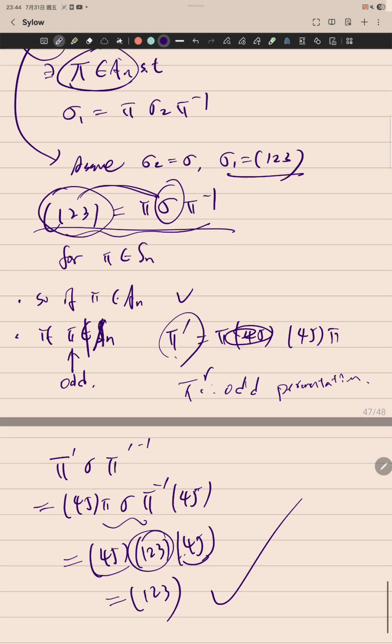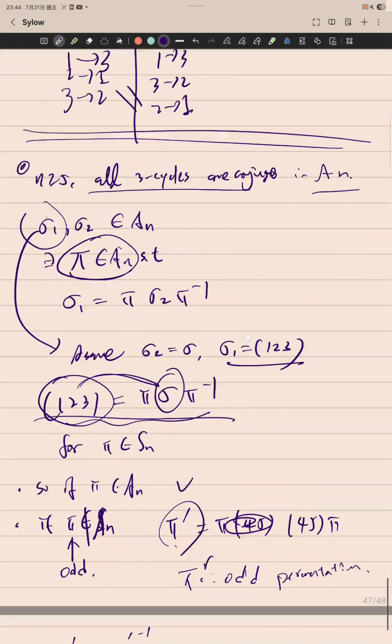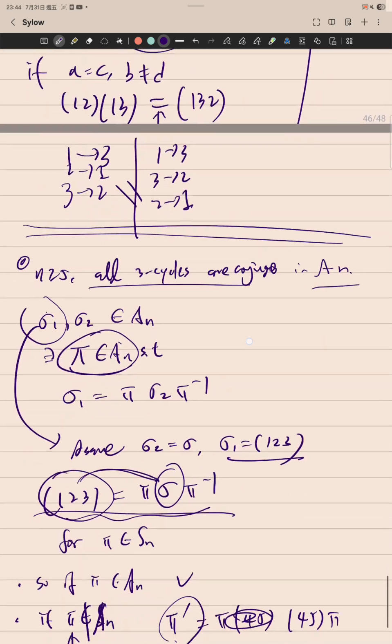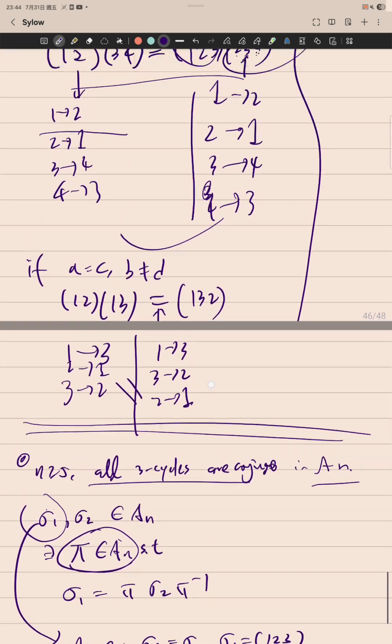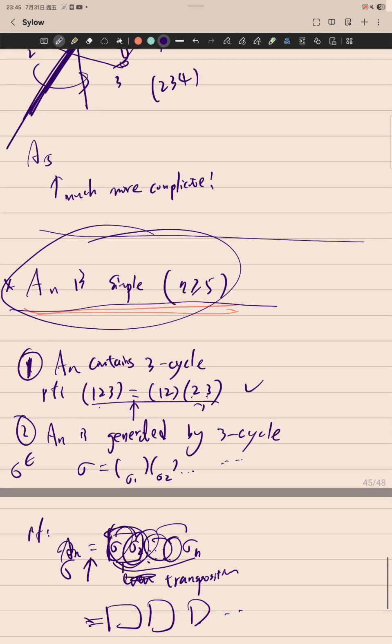Okay, so yeah, this is the thing I want to say in this video. And since we already have all this, as long as I know A_n is generated by 3 cycles, then I have a way to prove A_n is simple. See you guys next video.